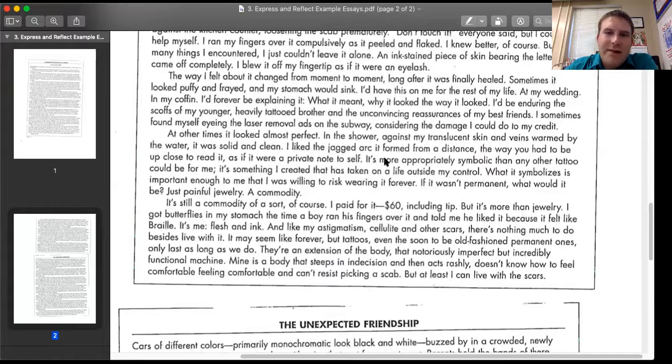It's more appropriately symbolic than any other tattoo could have been for me. It's something I created that has taken on a life outside of my control. What it symbolizes is important enough to me that I was willing to risk wearing it forever. It wasn't permanent. It wouldn't be what it would just be. What would it be? Just painful jewelry, a commodity.